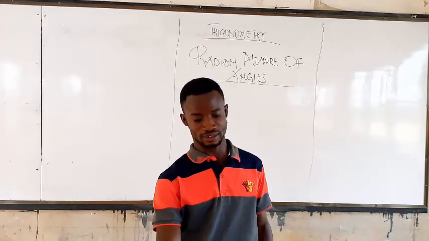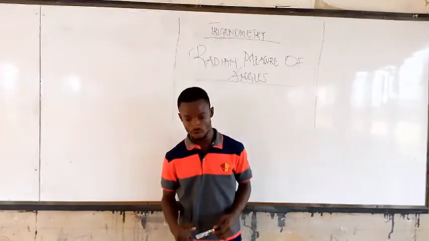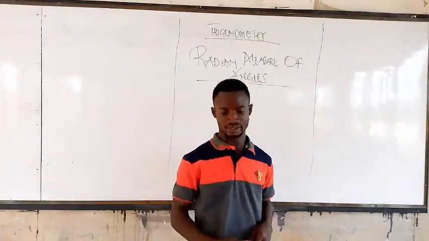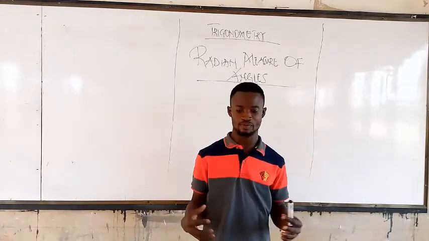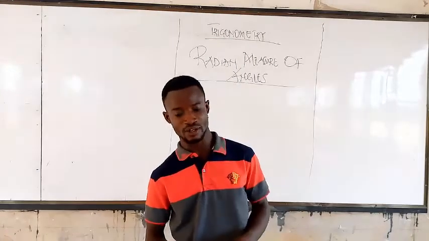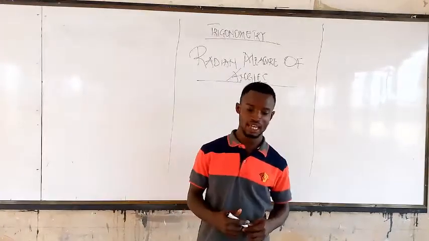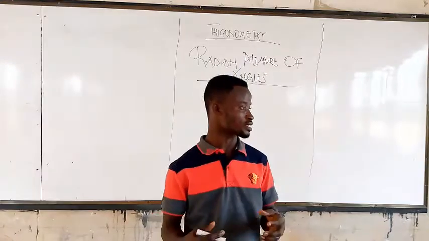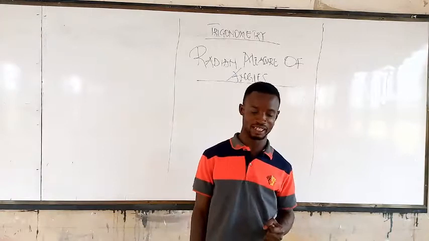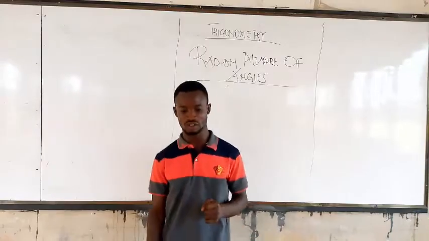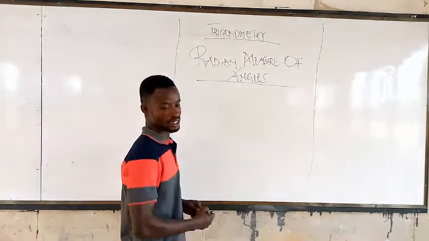We know that an angle with its vertex at the center of a circle and a terminal side that intersects an arc on the circle equal in length to the radius of the circle has a measure of 1 radian. Alright, so make sure you take note of that. So what we mean is this.